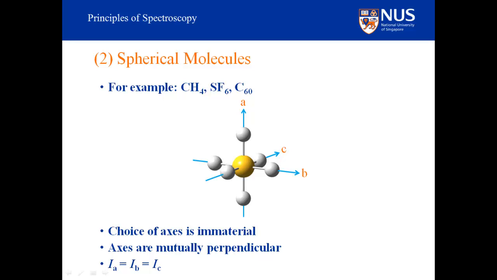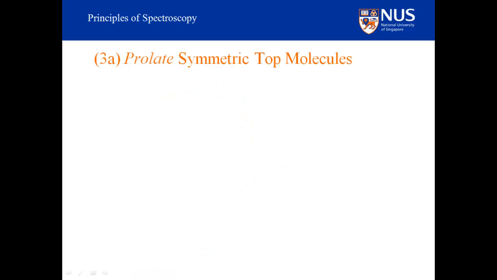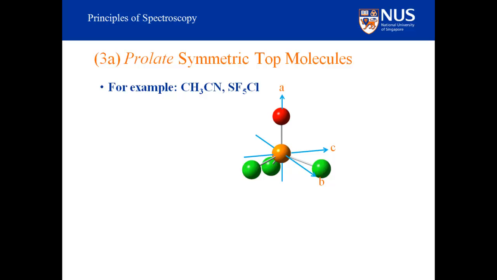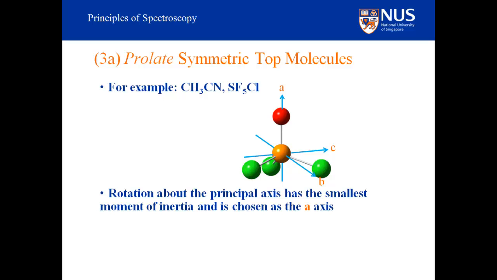The moments of inertia are all equal to one another. So let's move on to the interesting symmetric tops. For symmetric tops, or symmetric rotors, we have two types. We have prolate symmetric and we have oblate symmetric. We'll first discuss prolate symmetric tops. Examples include methyl cyanide and sulfur monochloride pentafluoride. Here we've got a prolate symmetric top, phosphorus oxychloride. The axis is aligned along the principal axis in this case. It's not going to be an oblate symmetric top. It just so happens that the moment of inertia around the C3 axis for this molecule will be smaller than the moments of inertia around the B and C axes.